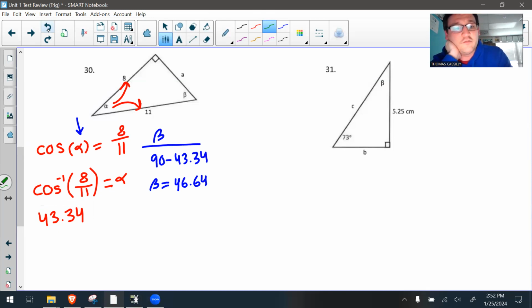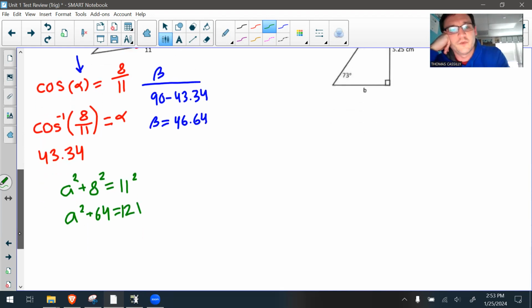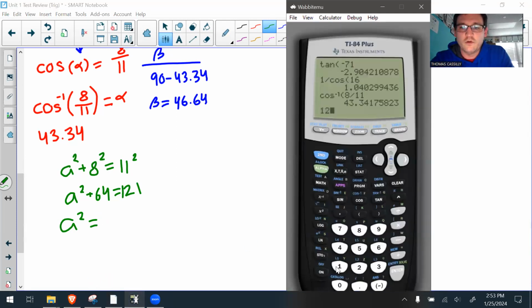So I can solve this one using the Pythagorean theorem. I can solve it using a squared plus 8 squared equals 11 squared. 8 and 11 are given values. So just in case I got alpha or beta wrong, I can still get a correct answer here. So we have a squared plus 64 equals 121. So we're going to have a squared equals, I don't know what that is, 121 minus 64.